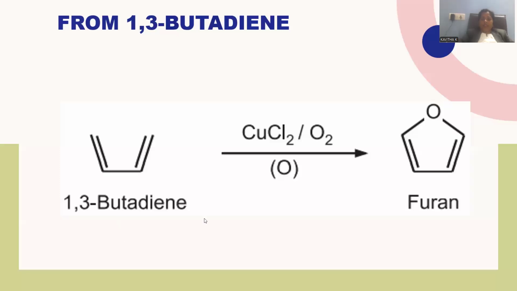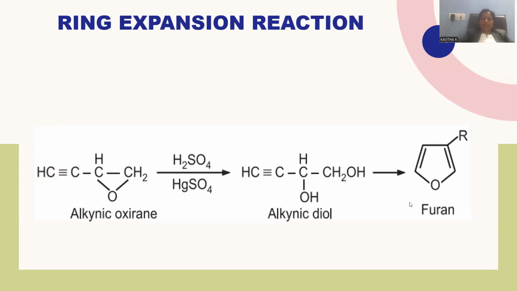Now I entered into another method of synthesis, that is 1,3-butadiene. Butadiene is a 4 carbon chain. We are having an alternate double bond system. Copper chloride and oxygen will be applied on this molecule, and the process is called oxidation. It is added with the oxygen molecule giving rise to furan as the expected product. Furan is generated. Again, whatever we discussed as of now, that same resembling reaction is manifested over there.